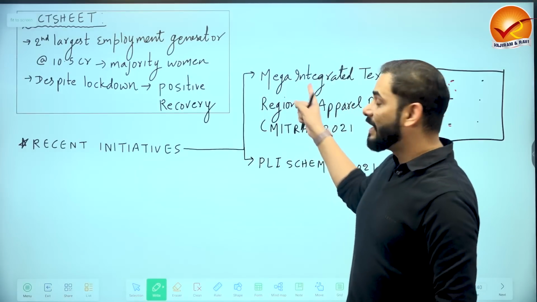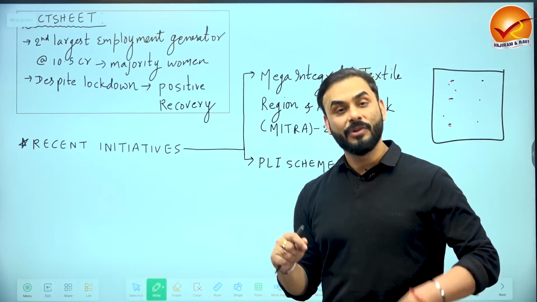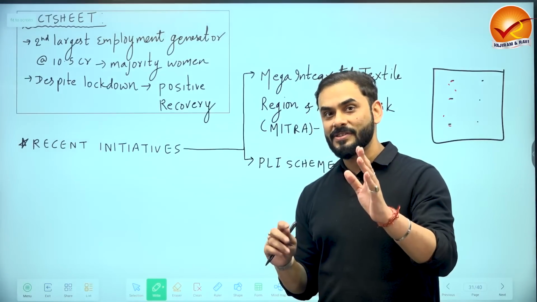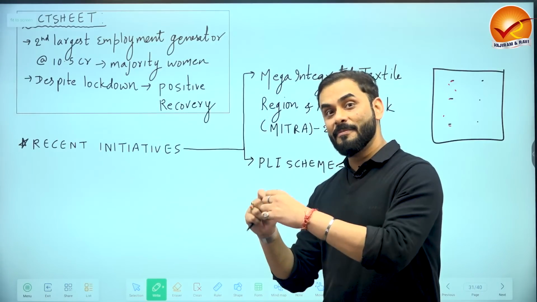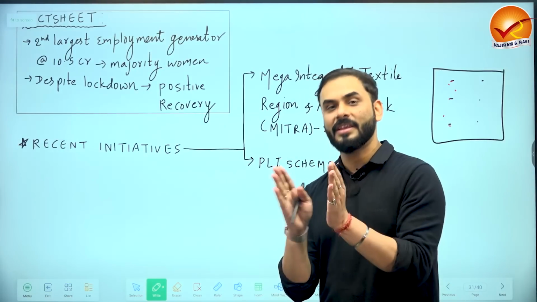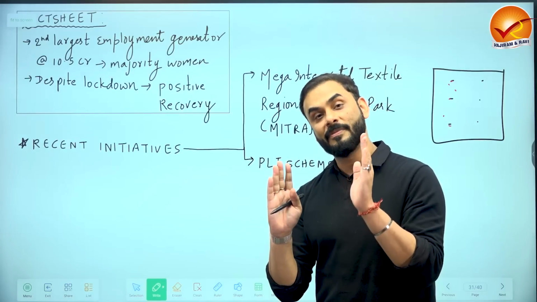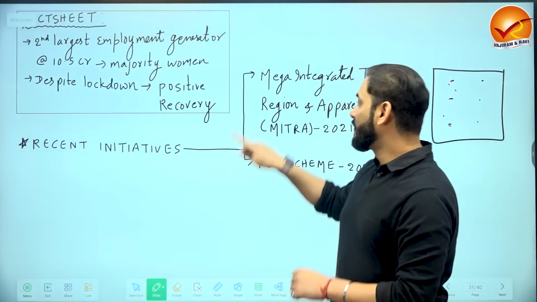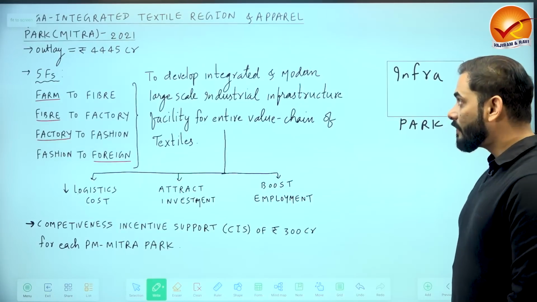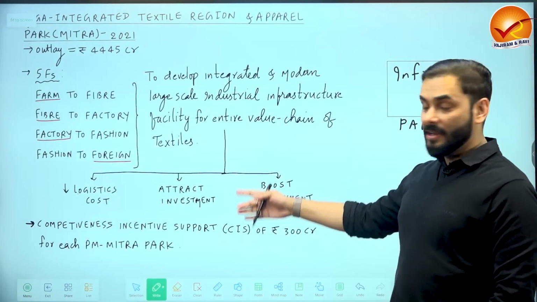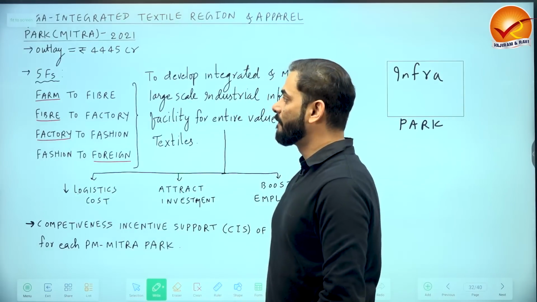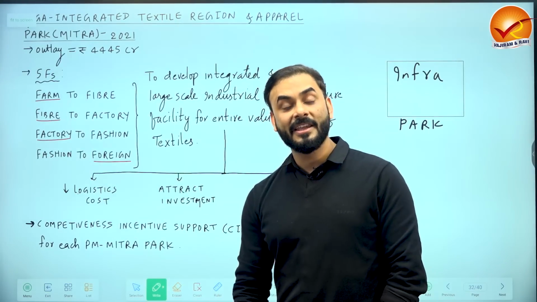So this scheme says that the Government of India is going to take care from stage 1, where the farmer is raising those crops, till the time the final textile is sold in the market or exported. So everything in between is going to be taken care of by the Government of India. That is this Mega Integrated Textile Region and Apparel. So see, that is what we have written here. The Government of India has allocated 4,445 crore for it. And the government is saying that they will take care of 5 Fs.